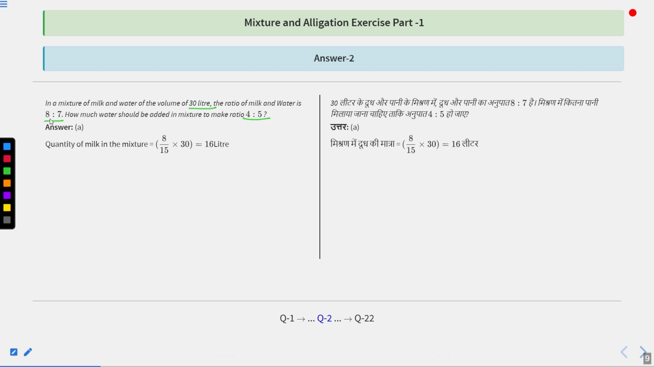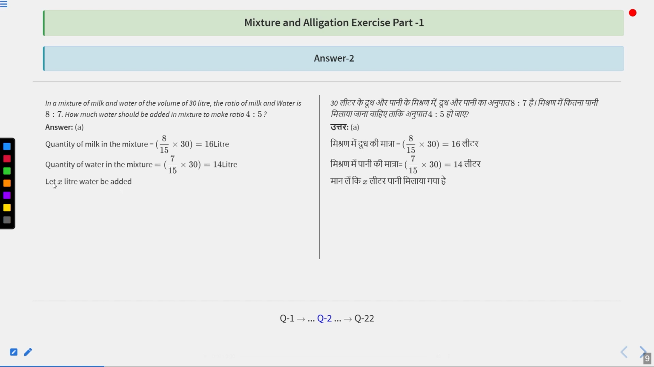We know that the total mixture will be in unit form 8 plus 7, so it becomes 15, where 8 units are milk and 7 units are water. So what will be the milk quantity? Because the total quantity is 30 liters, we can easily calculate it: 8 by 15 multiplied by 30, which is 16 liters. What will be the quantity of water? 7 by 15 into 30, which is 14 liters, or we can subtract: 30 minus 16, we again get 14 liters.